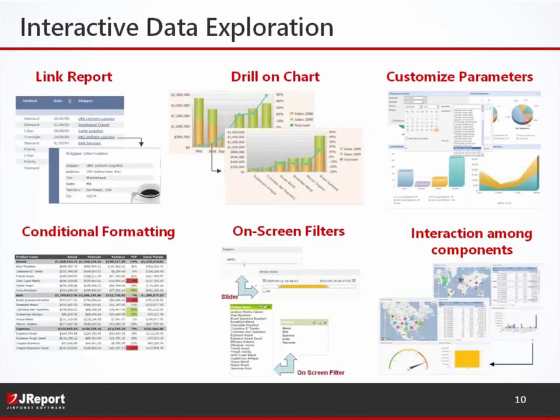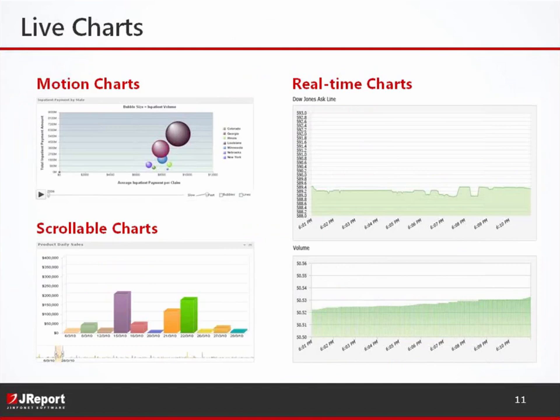Now, here are some more examples of different ways that you can interact with the data. So you can link between different reports, you can drill down on charts, you can add customized parameters, you can do conditional formatting. So for example, if the value passes a certain threshold, the value will change color. And then you can also synchronize components, the thing I mentioned before.